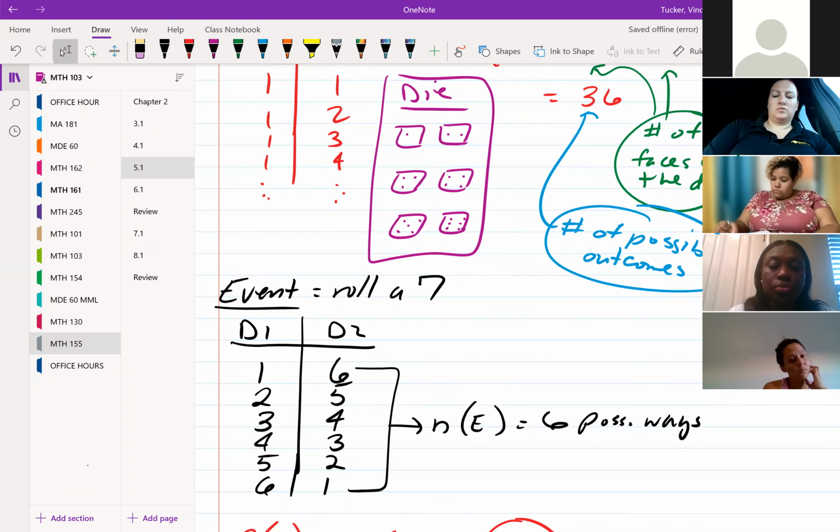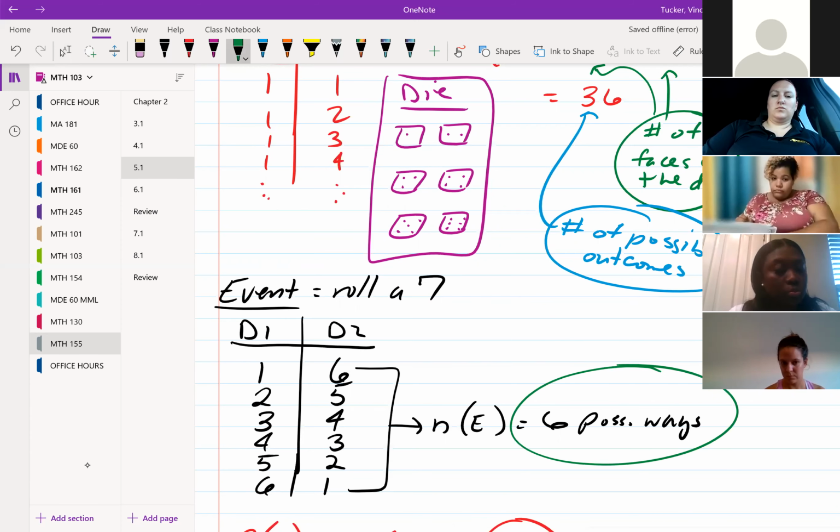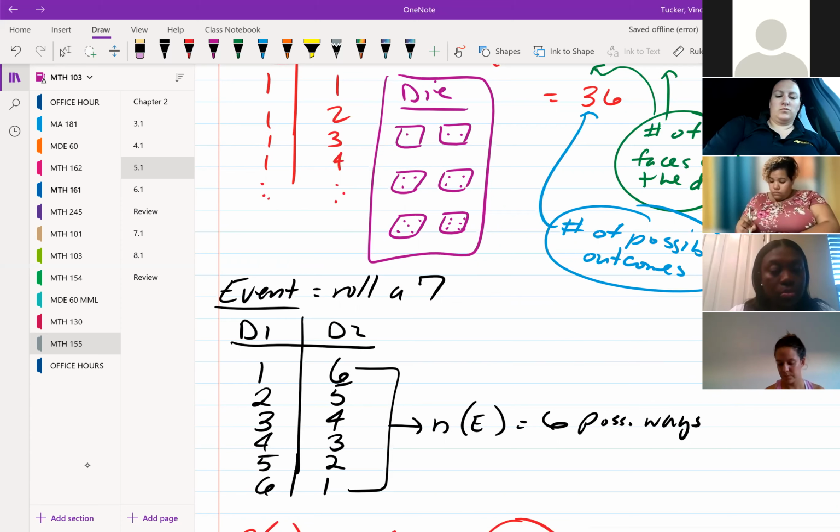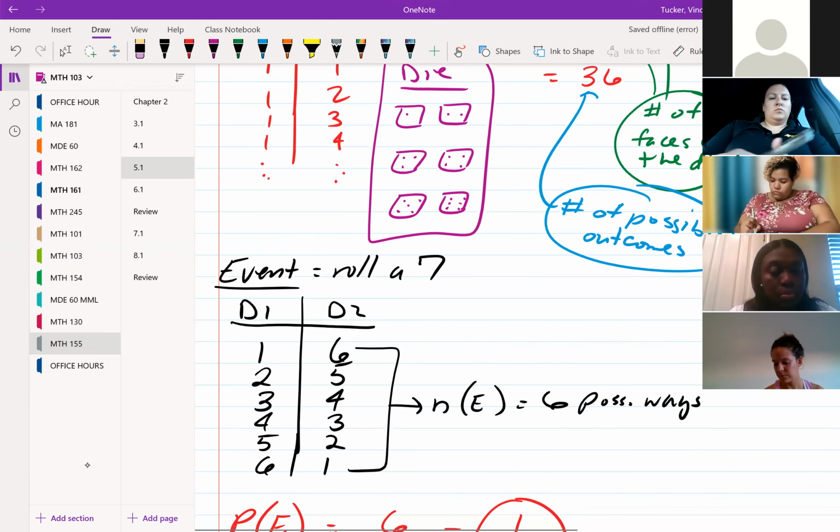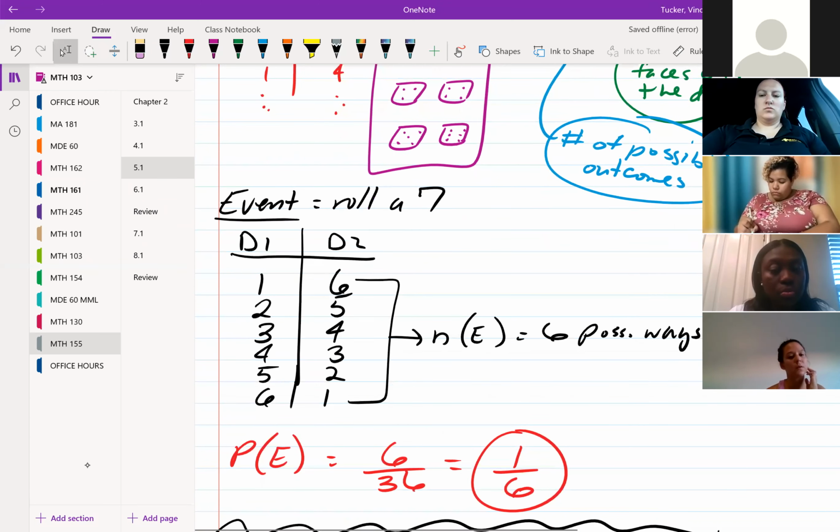And here we go. We're talking about when die 1 is 1, die 2 is 6; die 1 is 2, die 2 is 5; 3, 4. And then 3, 4 and 4, 3 are different outcomes, because 3 is die 1 and 4 is die 2, but in the other, die 1 is 4 and die 2 is 3. Like I said, different outcomes. Then you have 5, 2 and 6, 1. So we have 6 possible ways that we can get 7 by rolling these 2 dice. Once you have that, that's 6 over 36, which reduces to 1 over 6.